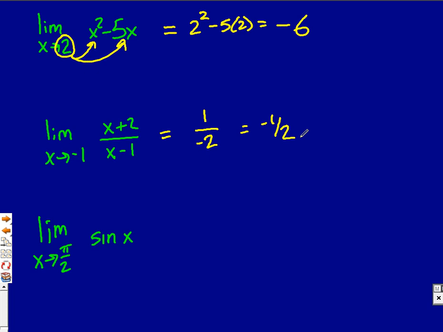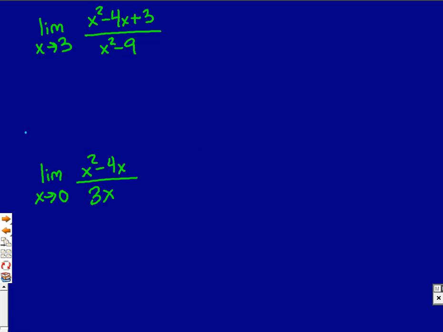And even trig functions, yes. Sine of pi over 2. Well, sine of pi over 2, we can directly plug that in. Think of your unit circle. Pi over 2 is up here at the top. Sine is the y value, so that means that's an answer of 1. Pretty easy so far, right? Yeah, it gets a little more difficult than that for sure.